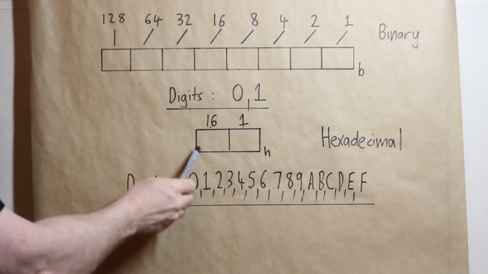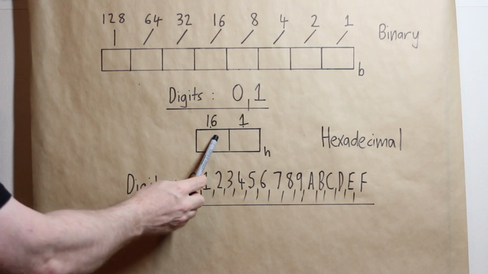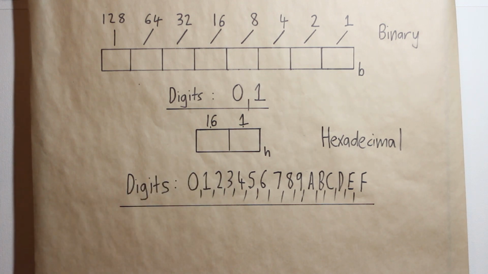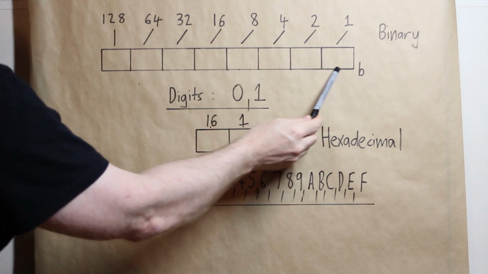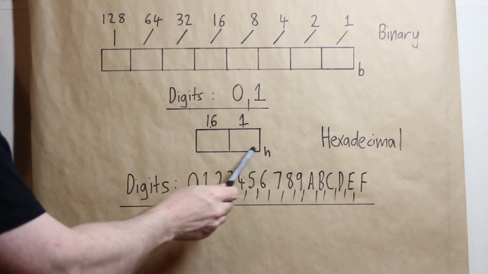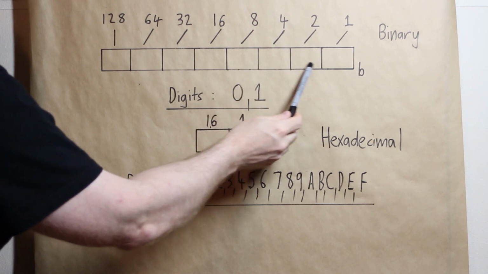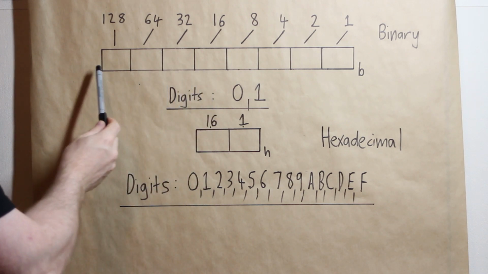And the reason that I only drew 2 of these here is because a byte in hexadecimal is just 2 hexadecimal digits. In fact, each hexadecimal digit corresponds to exactly 4 binary digits, 4 bits. So this digit here would correspond to all 4 of these, and this digit here to all 4 of these.